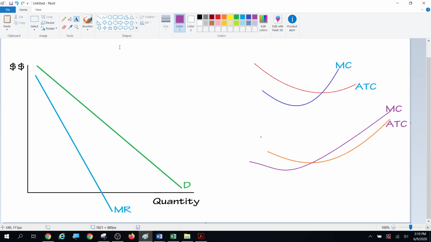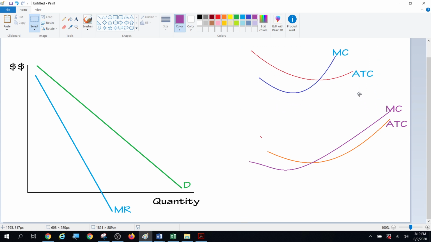We're going to choose to use this particular set of graphs right here, and I'm just going to have to move this one over a little bit.